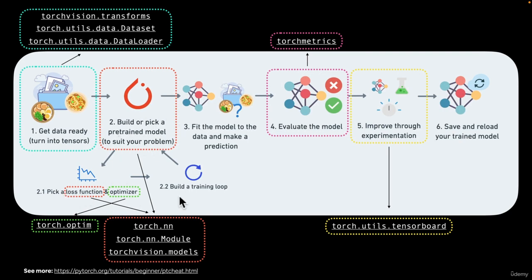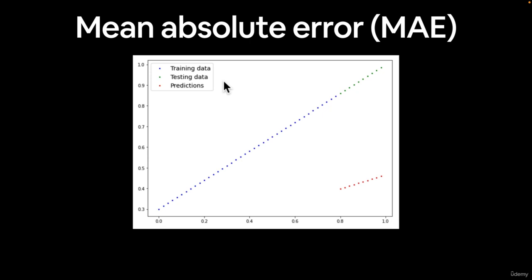This is a fun part, right? We're getting into training a model. So we've got mean absolute error. Here's that graph we've seen before. Oh, look at this. Okay. So we've got the difference here.